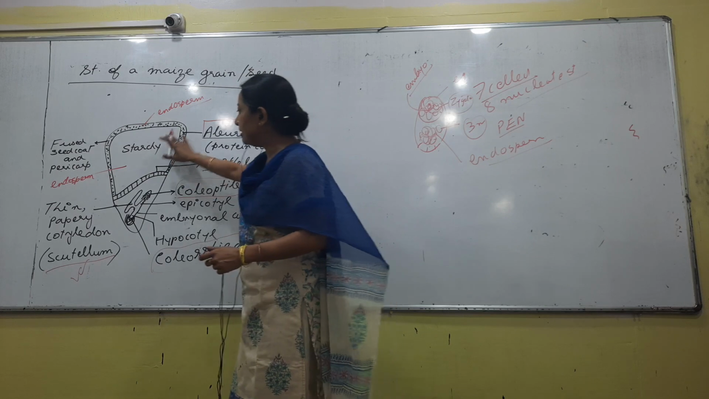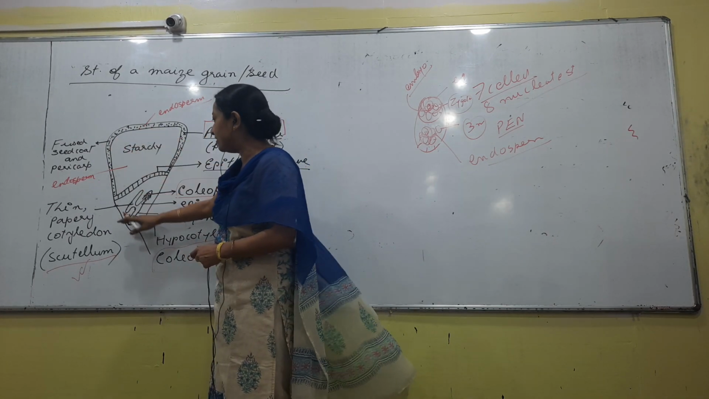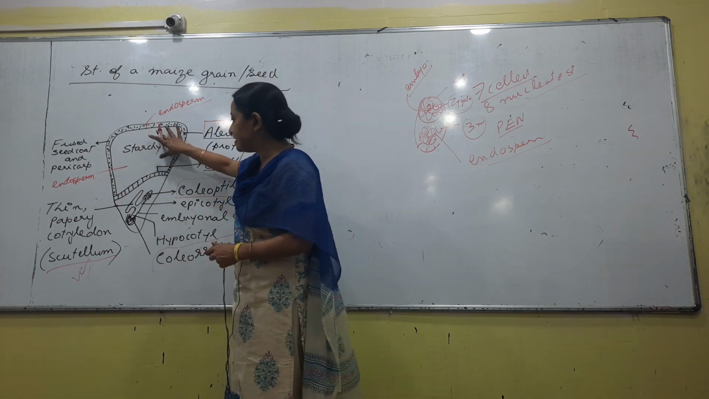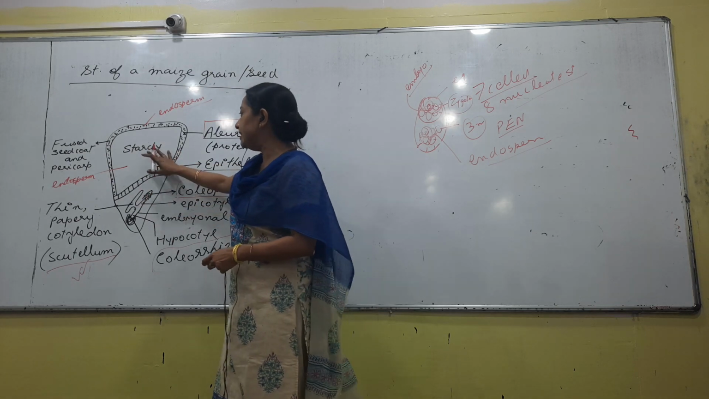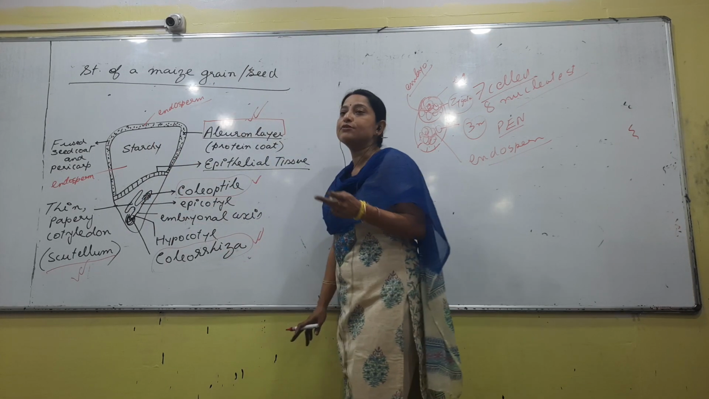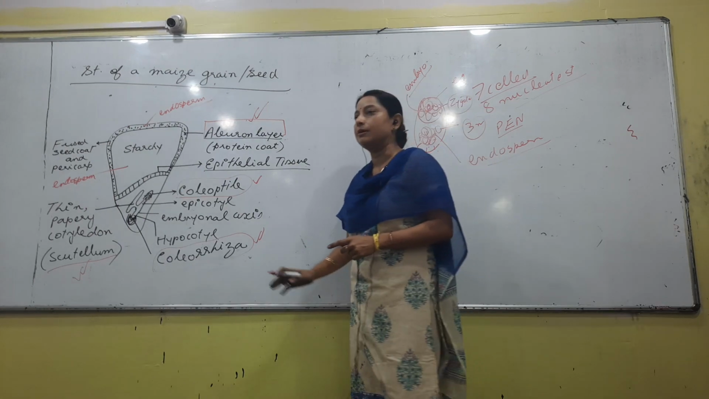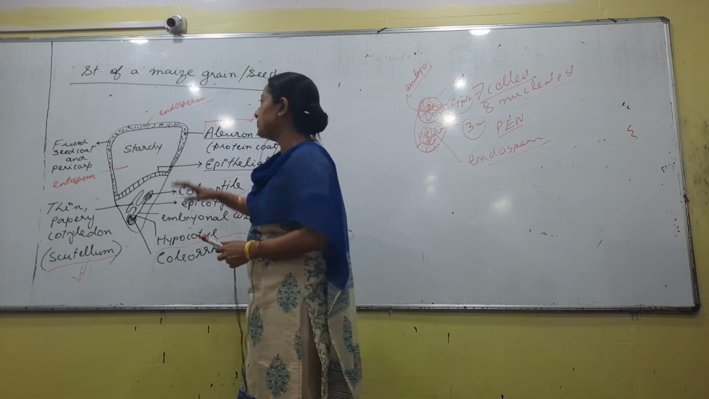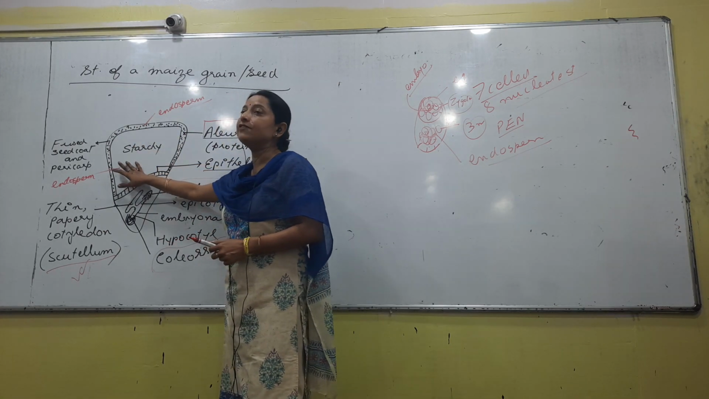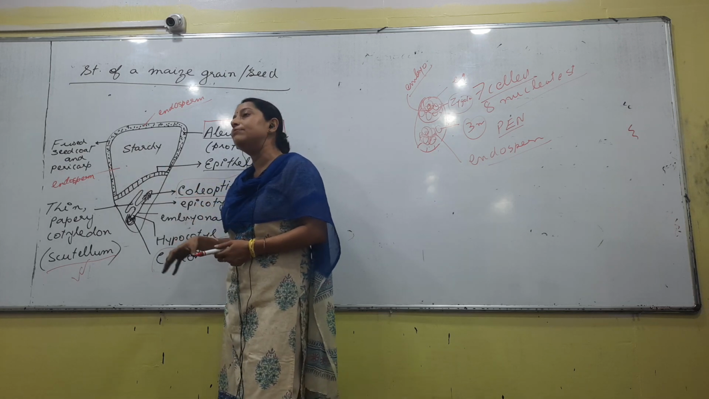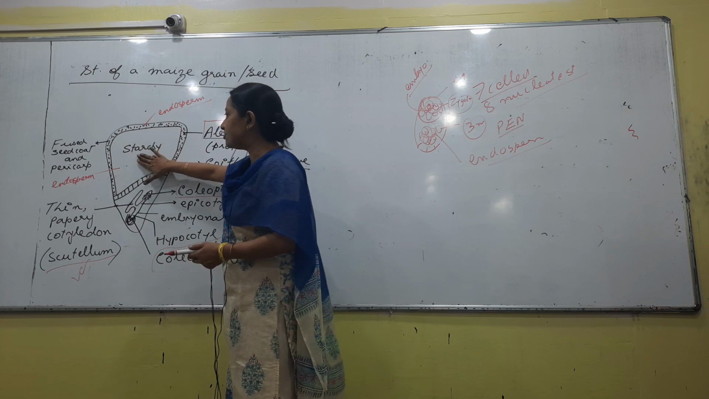Coming back to this diagram, we see that it is divided into two compartments, one larger and the other smaller. The larger one is the endosperm and this is the embryo. Talking about endosperm, in case of a maize seed, we see two types of endosperm: one a proteinaceous endosperm and the other a starchy endosperm. As I said, it could be oily, fatty, starchy, or it could be made up of proteins also. So this part is full of starch and is called the starchy endosperm.